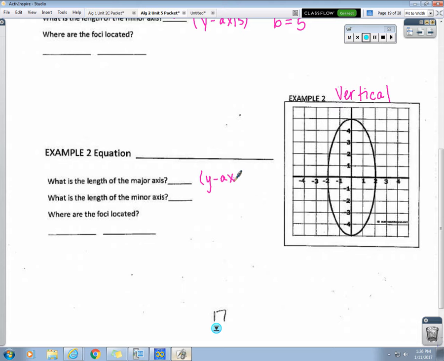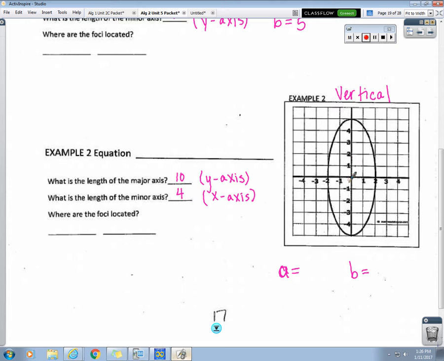And how many units is it? How many total units is it? 10. That would mean that the minor axis is the x-axis. And how many units is it? 4. Okay, now we need to identify A and B. And what do you know about A and B's relationship? Well, no, what's their relationship to each other? A is always greater than B.